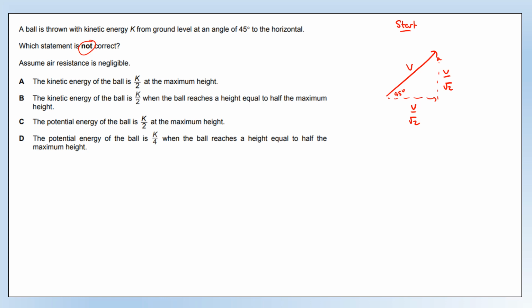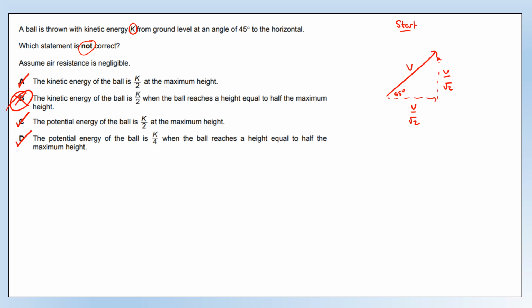So if it starts with a total energy of K, that means the energy at the end must also be K. If A is true, so the kinetic energy is K over 2 at maximum height, that would also mean that C is true, because then the total energy would be K. Since we're only looking for one wrong answer, with these two statements either they're both correct or they're both wrong, and since only one answer is wrong, they must both be correct. Because we now know the kinetic energy of the ball is K over 2 at maximum height, B must be wrong. It can't have K over 2 at half the maximum height, which means D is correct. So the answer to this one is B.